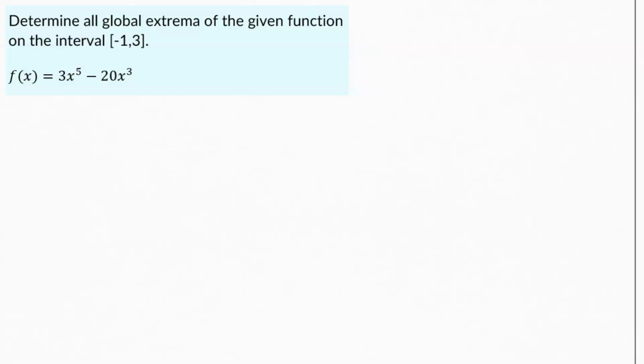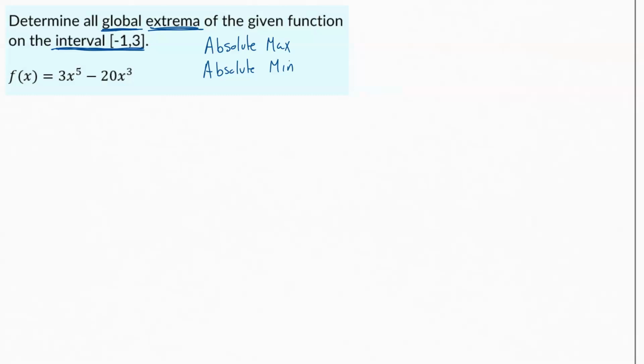In this example, they're asking you to determine all global extrema. So that means absolute maxes and absolute mins, or global maxes and global mins, of the given function on this specific x interval. So they'll use the term global extrema. They can use the term absolute extrema. We're really looking for the absolute max and the absolute min, the largest and the smallest y value inside our given interval. The process for doing this is very similar to a first derivative test.